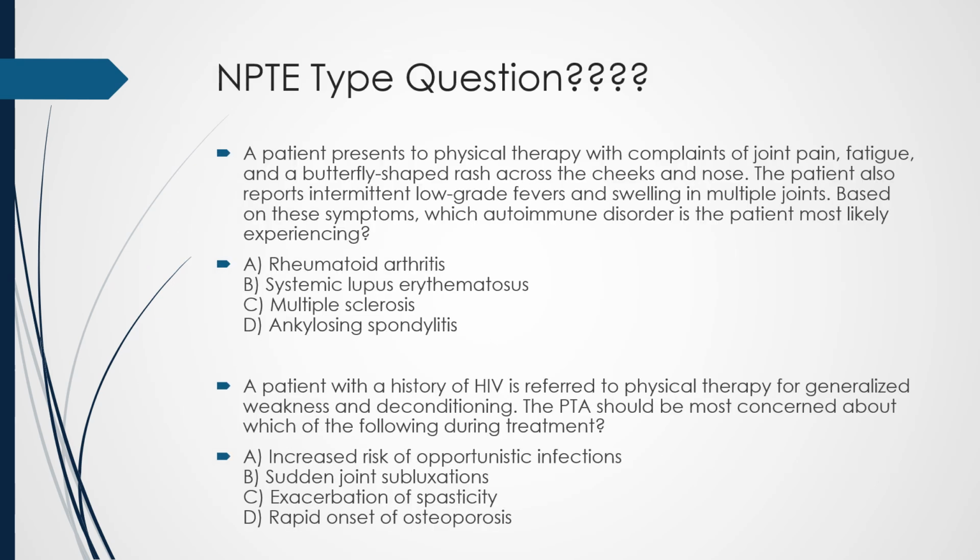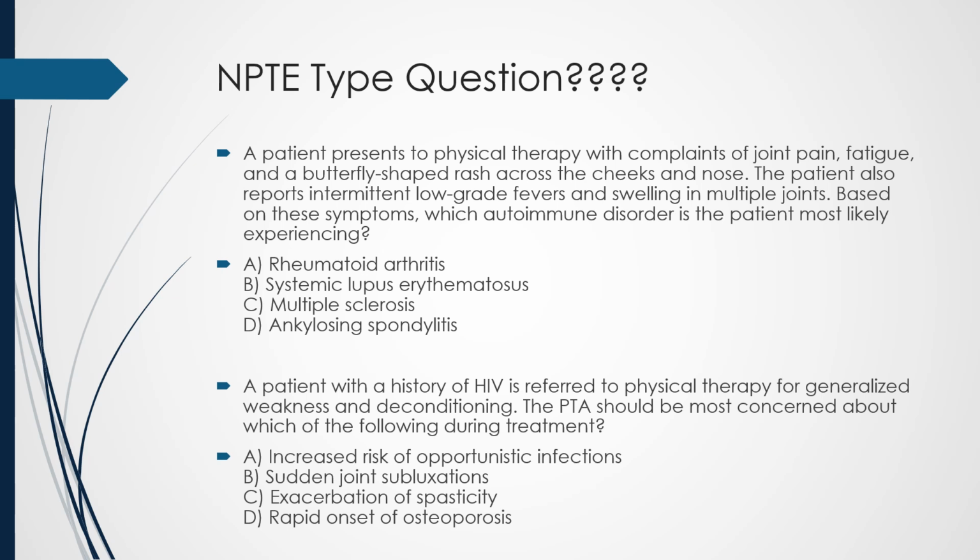Back to our questions. A patient presents to physical therapy with complaints of joint pain, fatigue, and a butterfly rash across the cheeks and nose. The patient also reports intermittent low-grade fevers and swelling in multiple joints. Based on these symptoms, which autoimmune disorder is the patient most likely experiencing?